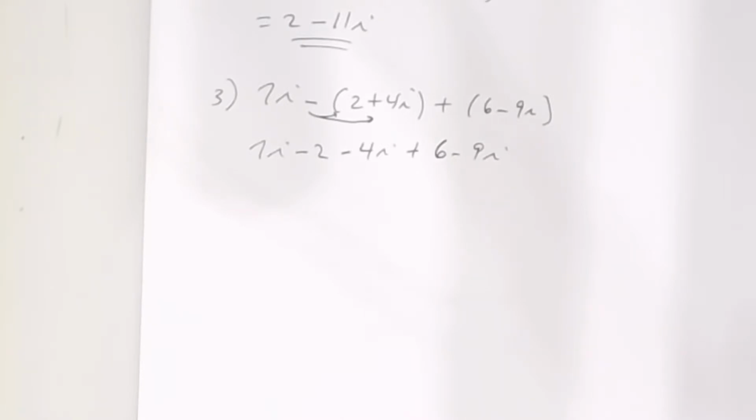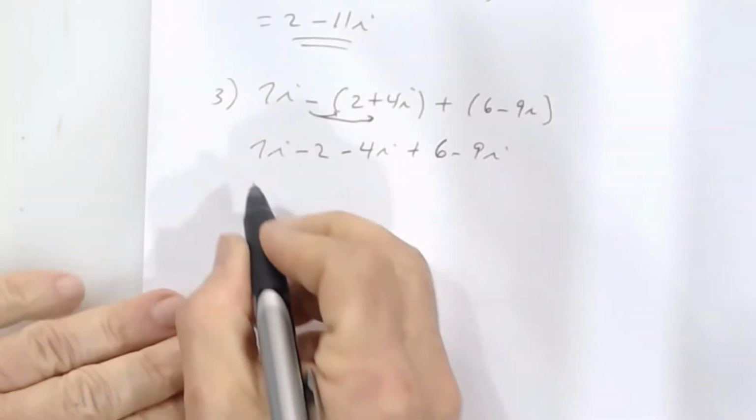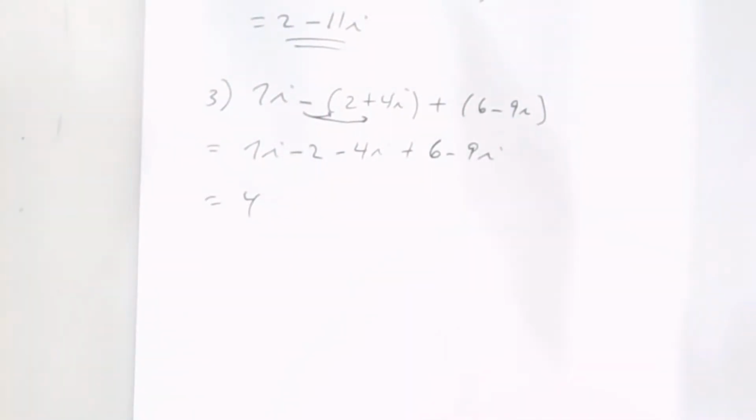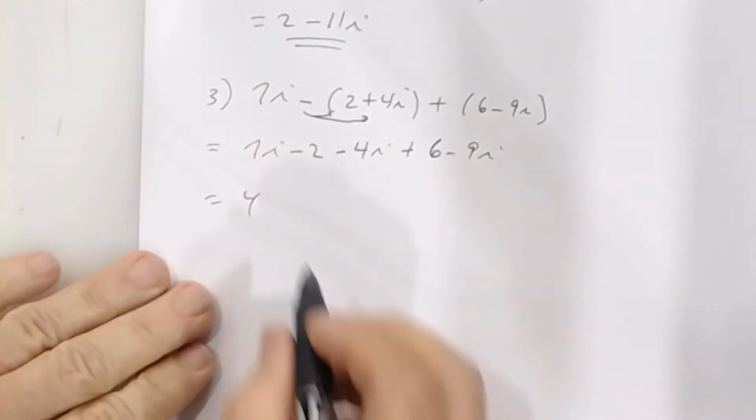But then what you got to remember now is this. Since I want to put this in standard form, I've got to add the real parts first. So if you look at all these terms, what are your real parts? Negative 2 and 6. What do I get when I combine them? 4. What are your imaginary parts? How many imaginary parts do you see? 3. So it's 7i minus 4i, and what's 3i minus 9i? Negative 6i. So that's your answer. Okay?